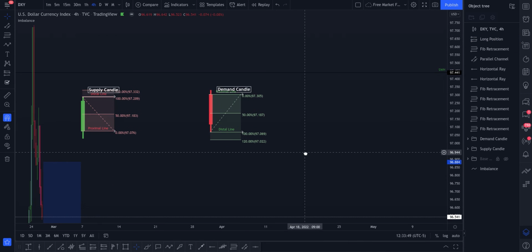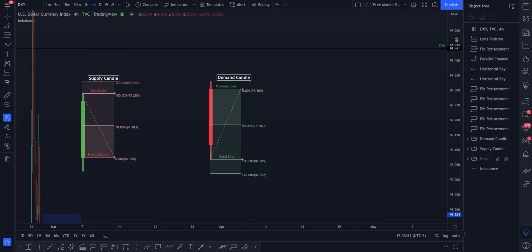Now our demand candle, where we're looking to take buys. We're looking for the last bearish candle before the up move. The proximal line is going to be the open, and the distal line is going to be the low. Just think about the distal as always having distance between it and price, and the proximal as always being the closest to price.